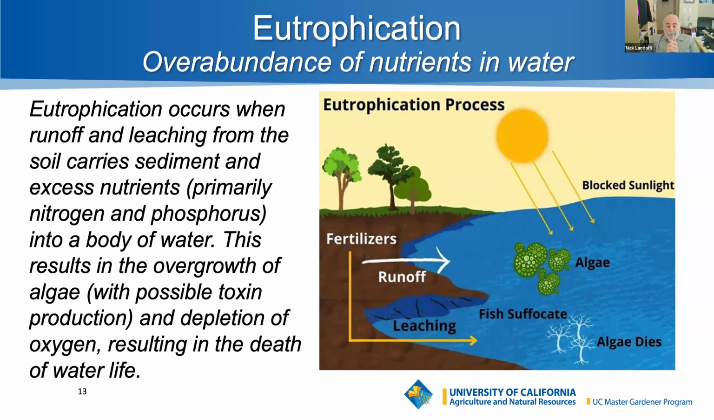Eutrophication occurs when runoff and leaching from the soil carries sediment and excess nutrients, primarily nitrogen and phosphorus, into a body of water. This results in an overgrowth of algae with possible toxin production and depletion of oxygen, resulting in the death of water life.